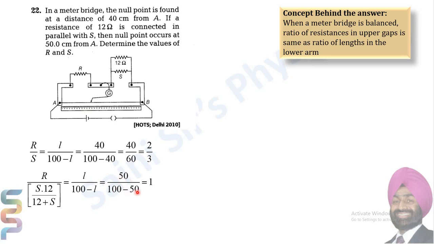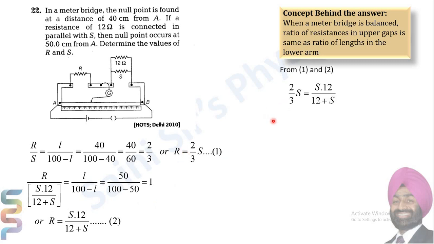50 upon 100 minus 50 is 50 by 50, that is equal to 1. So if I take this denominator to the right hand side, check it, you get R equal to S into 12 upon 12 plus S. So this was equation 1. Take S to the right hand side again, R is equal to 2 by 3 into S. Equation 1 and equation 2 have the same left hand side, that means the right hand sides would also be equal.